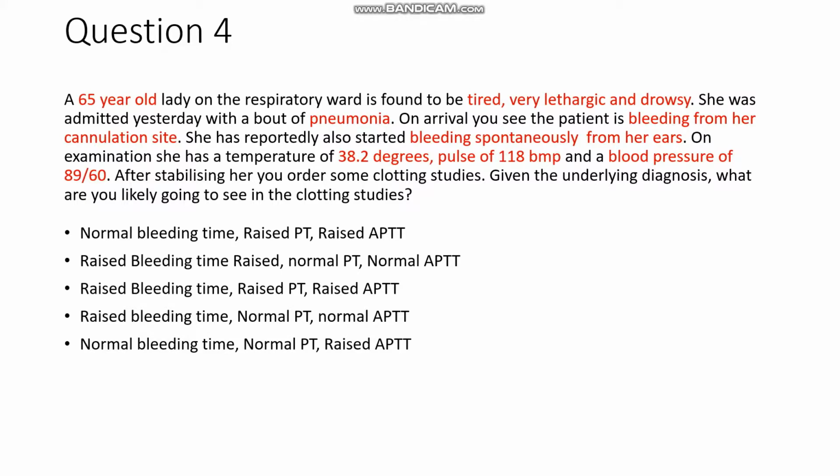What we said is DIC, right? So the biggest thing here is that you stabilize her and you start the sepsis 6, then you order some investigations for the DIC, or disseminated intravascular coagulation. Now remember we said that in DIC, we have used up all of our clotting factors and a lot of our platelets forming random clots all over our body. So therefore it's going to raise our bleeding time, raise our PT because it's affecting the extrinsic pathway as well, and raise our APTT as well because it's affecting our intrinsic pathway.